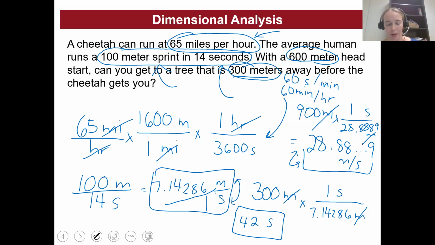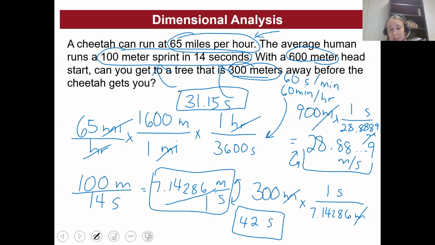900 divided by 28.888889. Okay, so I see that it only takes the cheetah 31.15. It doesn't really matter how many decimal places you go to there because we're not looking for a number answer. We're just looking for a yes or a no. So the cheetah could get to the tree in 31.15 seconds.